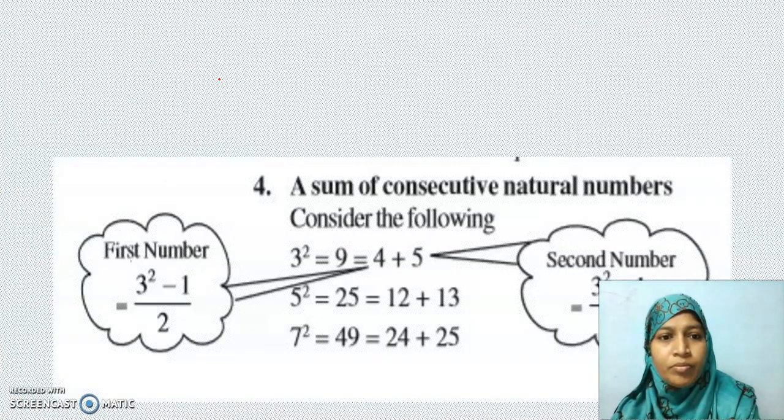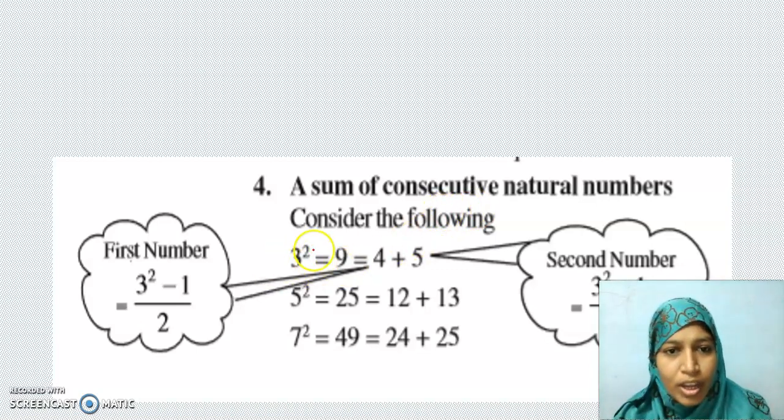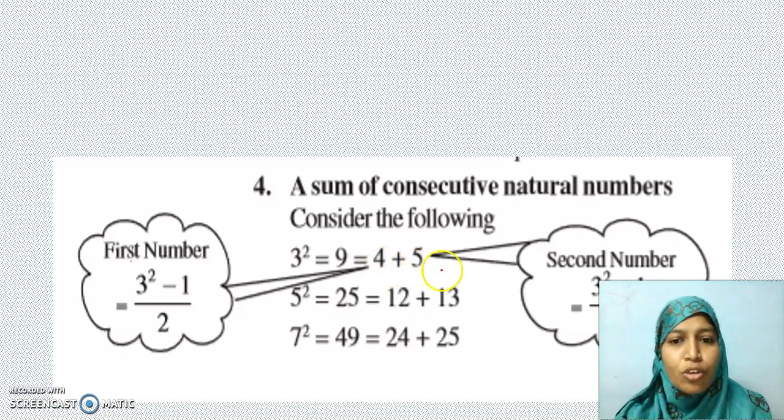Now the next property is sum of consecutive natural numbers. Any square number can be written as sum of two consecutive numbers. Consecutive numbers means the before number and the after number. So 9 is the sum of two consecutive numbers, 4 and 5.